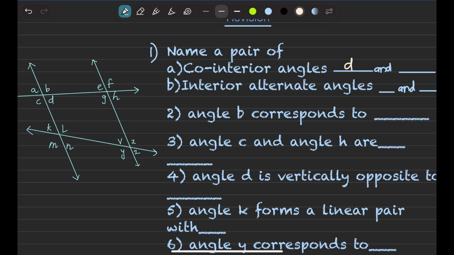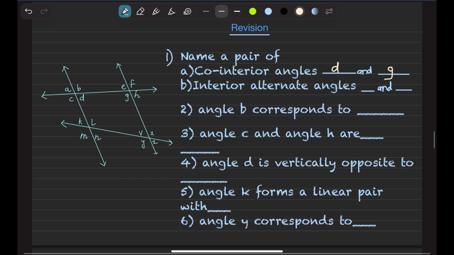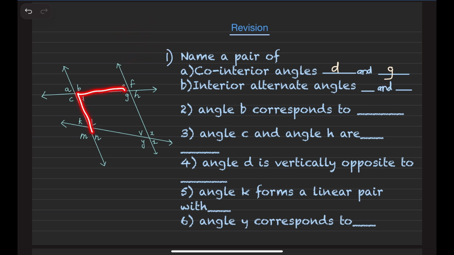D and G are co-interior angles. Okay. Interior alternate angles. What is the pattern, guys, for interior alternate? Z. But the top and the bottom line have to be parallel. So we cannot use this, okay? We cannot use that. We are going to use this Z probably. This one we can use, or we can use this one.